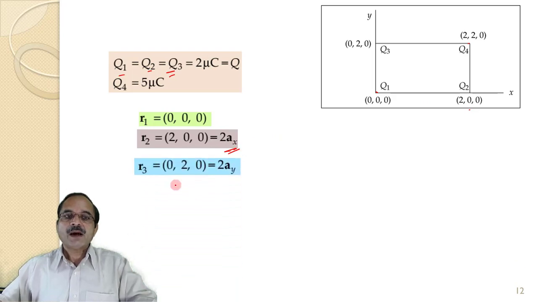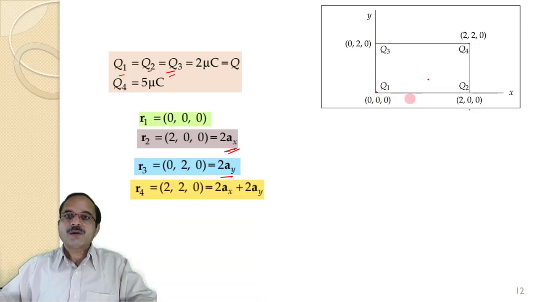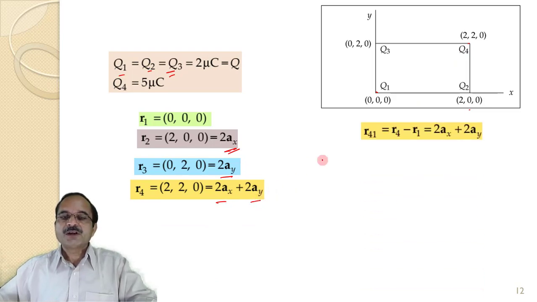Then similarly r3 corresponding to this point: x component 0 minus 0, y component 2 minus 0, 2ay, z component 0 minus 0. So there is no z component. Similarly r4 is 2, 2, 0, so that is 2ax plus 2ay. So these are the position vectors.